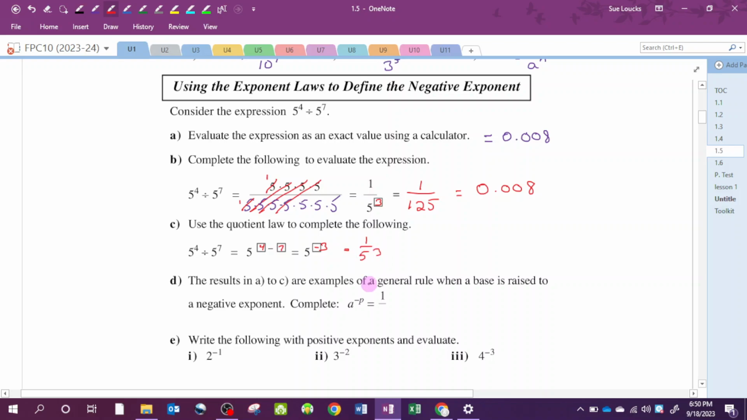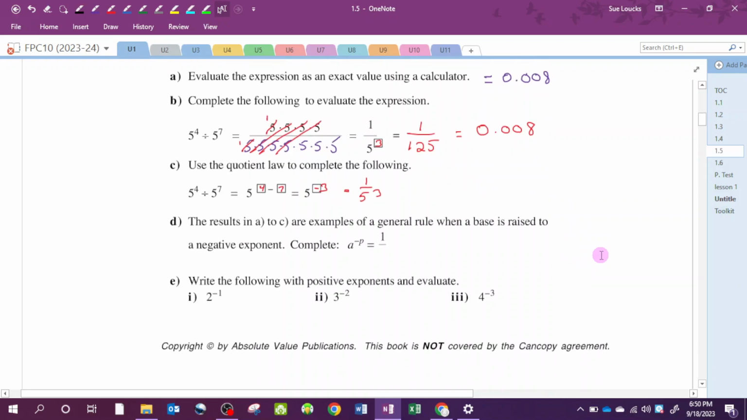Okay, you will usually be asked to leave it with no negatives. That's just one of those conventions, like we always reduce our fractions fully. We generally leave powers with positive exponents rather than negative exponents. All right, these parts show the general rule, which is if we have a to the negative p, that equals 1 over a to the positive p. And we're going to write these with positive exponents and then evaluate.